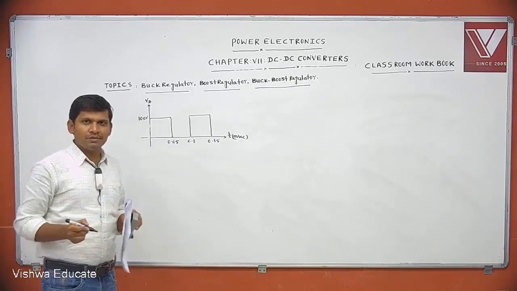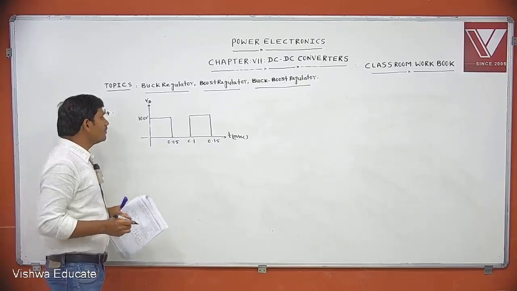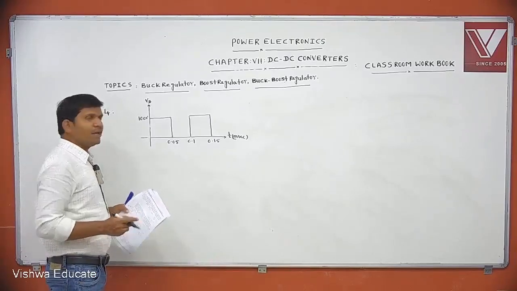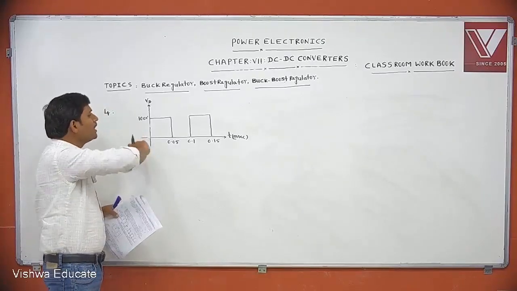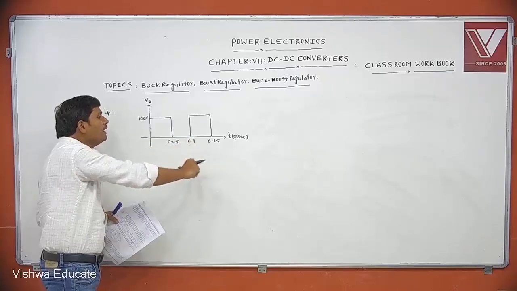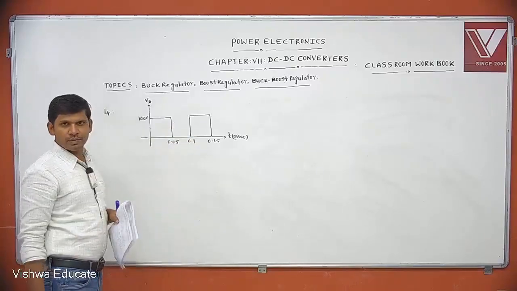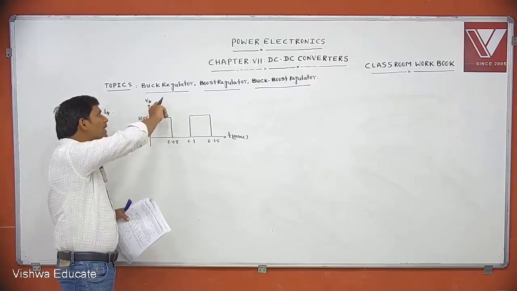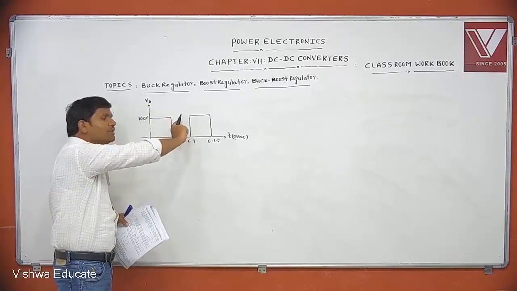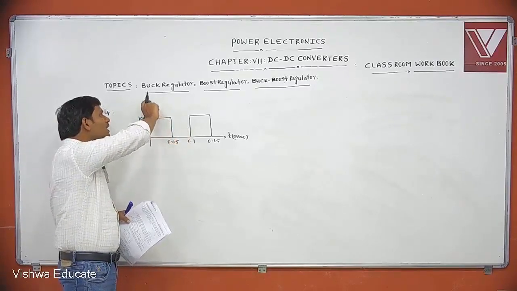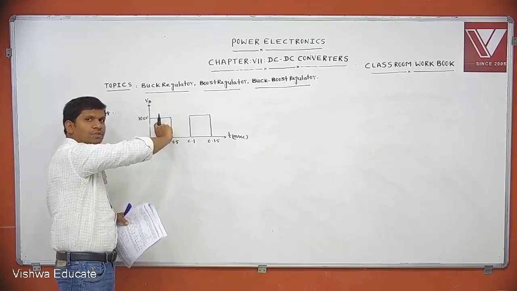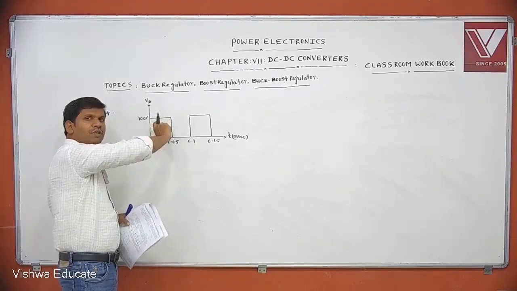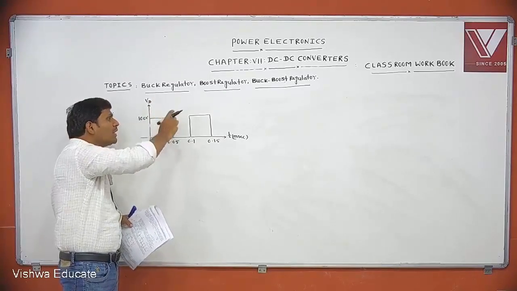During the on state, if the switch is on, the voltage is 100 volts. If the switch is off, then it is 0 voltage. If the switch is off, the diode will conduct, and if the diode conducts, the voltage across the diode is 0. If the switch is on, the diode is in the off state, and that voltage will appear across the diode.